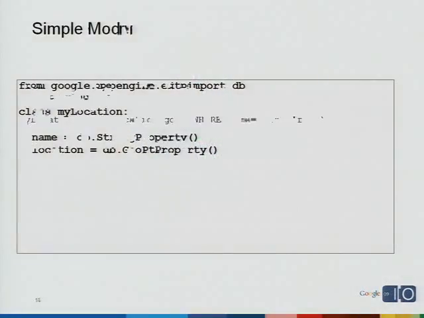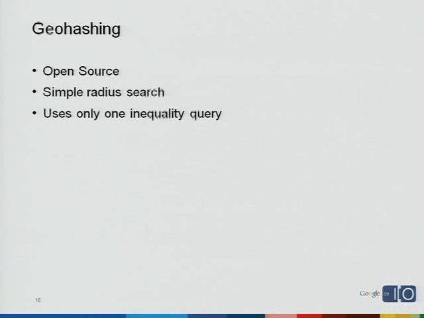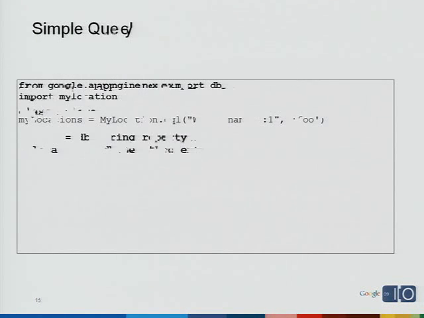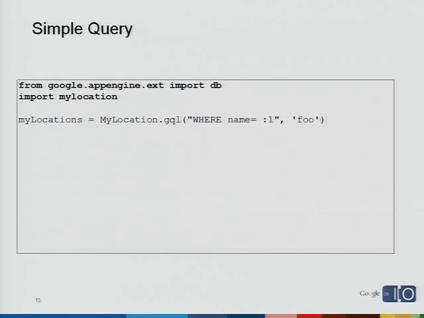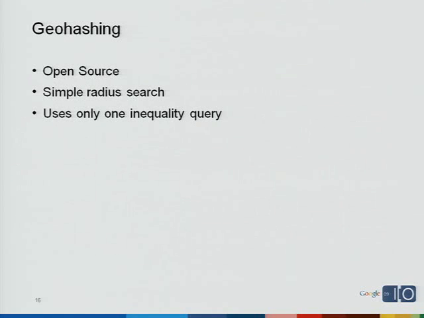So let's see, did I put in a slide about ordering? No, I did not. Okay, so the only thing that this GeoPoint property gets you is ordering. So if you order your query by the location property, you'll get things in order from north to south and then east to west. Okay. All right. So I'm going to talk about two approaches that people use to get around this.